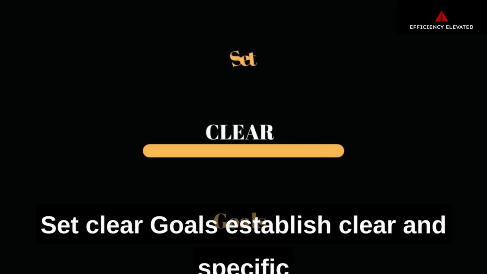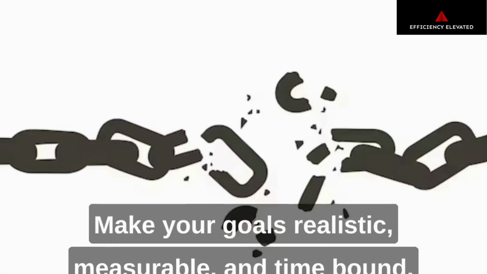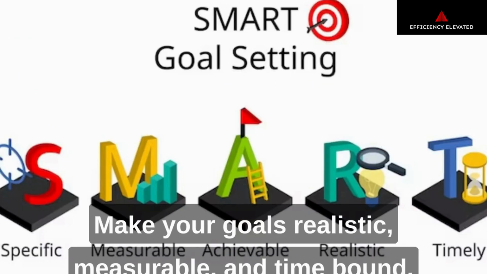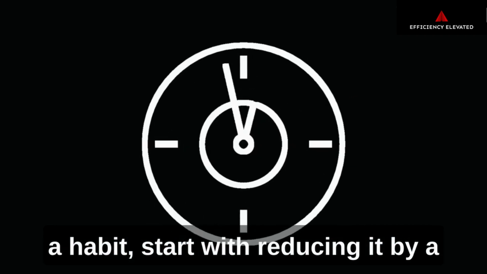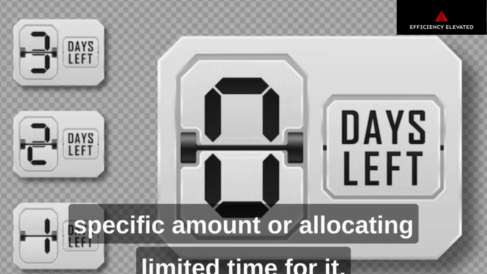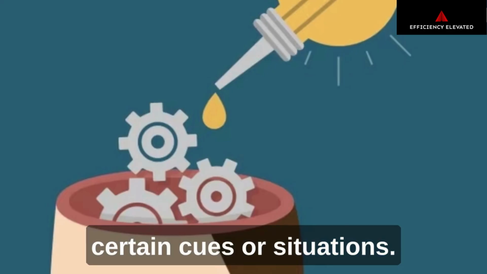Set clear goals. Establish clear and specific goals for breaking the bad habit. Make your goals realistic, measurable, and time-bound. For example, instead of aiming to completely stop a habit, start with reducing it by a specific amount or allocating limited time for it. Habits are often triggered by certain cues or situations.